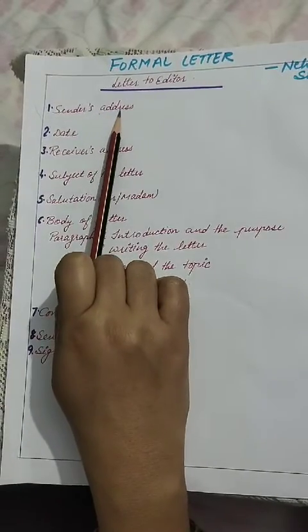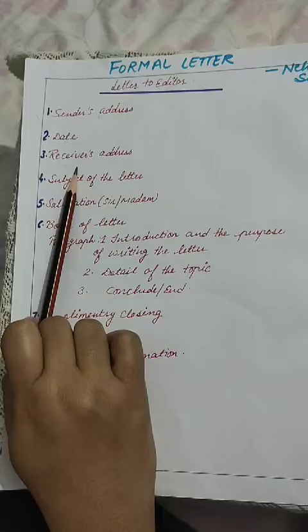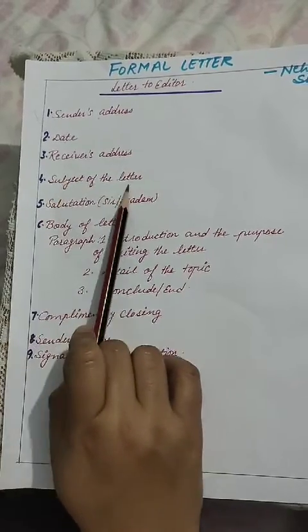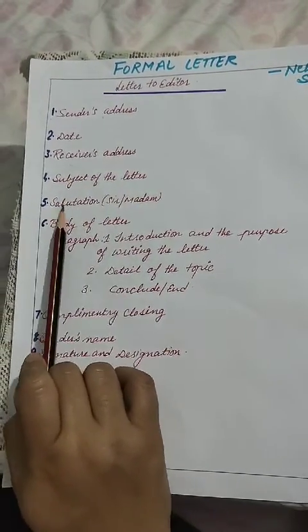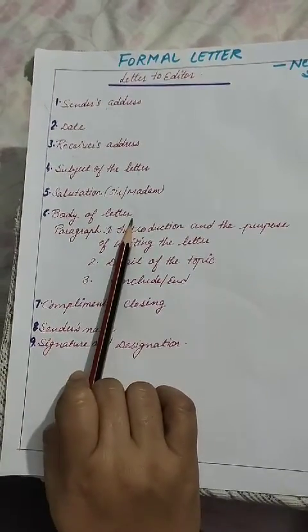Number 1 is sender's address. Number 2 is date. Number 3 is receiver's address. Number 4 is subject of the letter. Number 5 is salutation, that is sir or madam. Number 6 is body of letter.